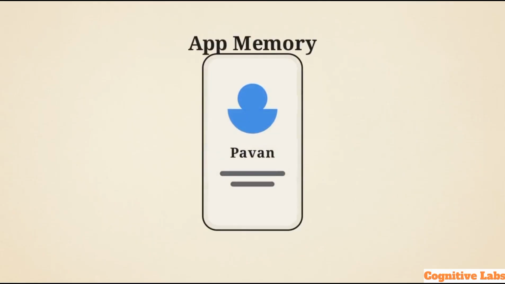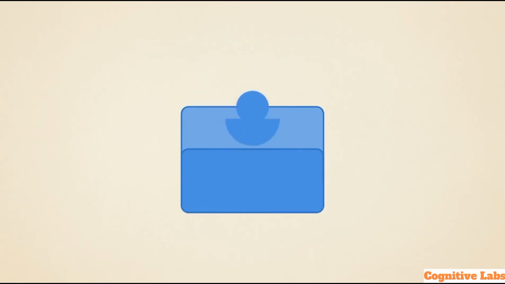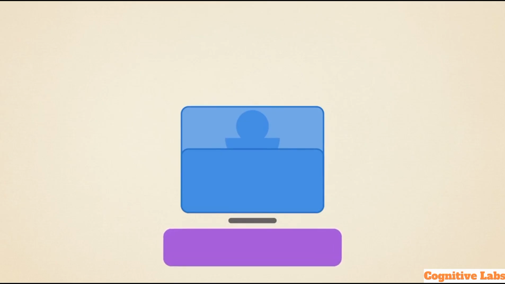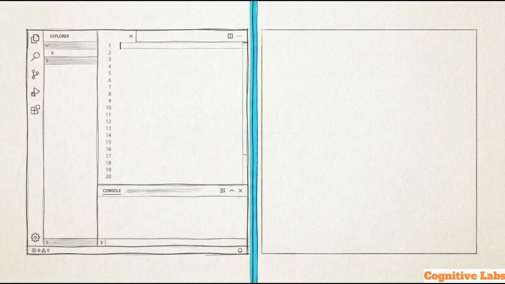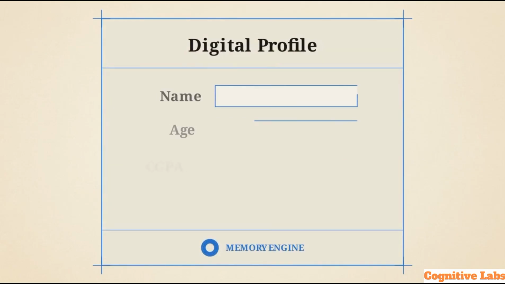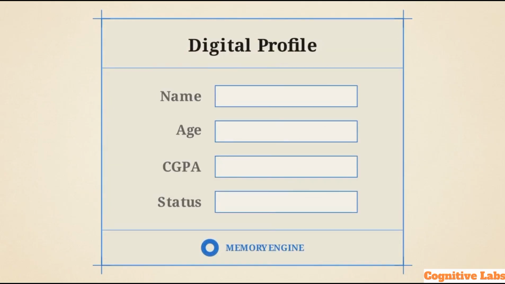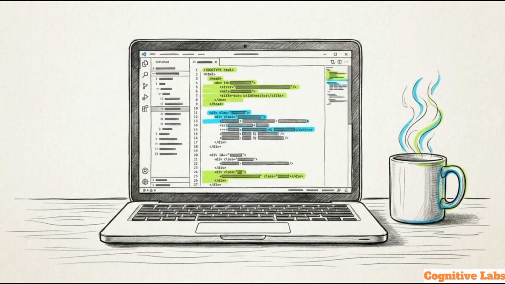The mechanism behind this app memory relies on a core programming concept called variables. By the end of this video, we are going to write a Python script from scratch to build the memory engine for your own personal digital profile. Go ahead and open up your preferred Python coding environment, and let's write this together.